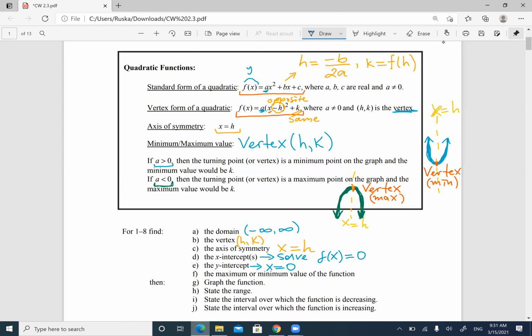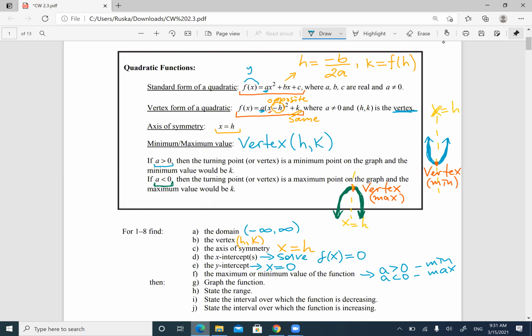And then finding the maximum or minimum. So if a is positive, then you're going to have what? Minimum, right? If a is negative, you're going to have maximum. We're just going to write, do you have maximum or do you have minimum? And you're just going to look at your equation. If your equation has a positive number in front of x squared, then it's a minimum. If it's negative in front of the square, it's a maximum, okay?